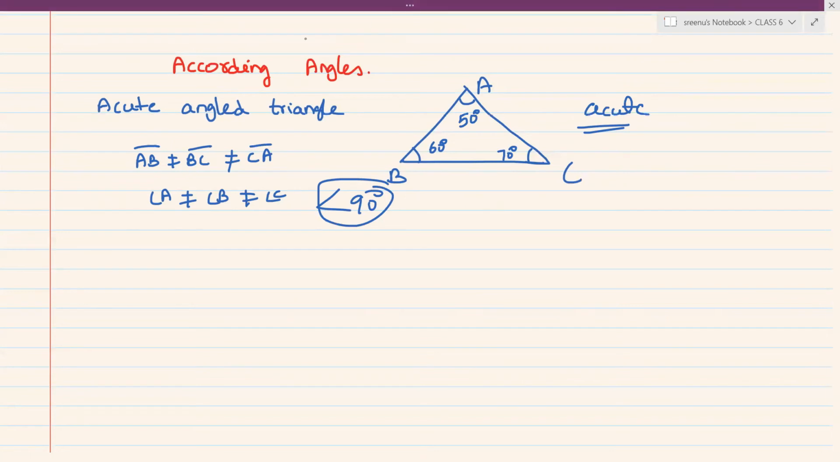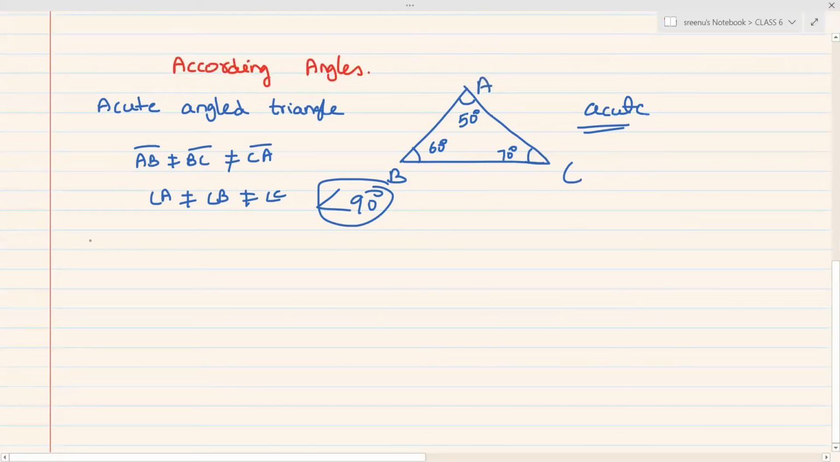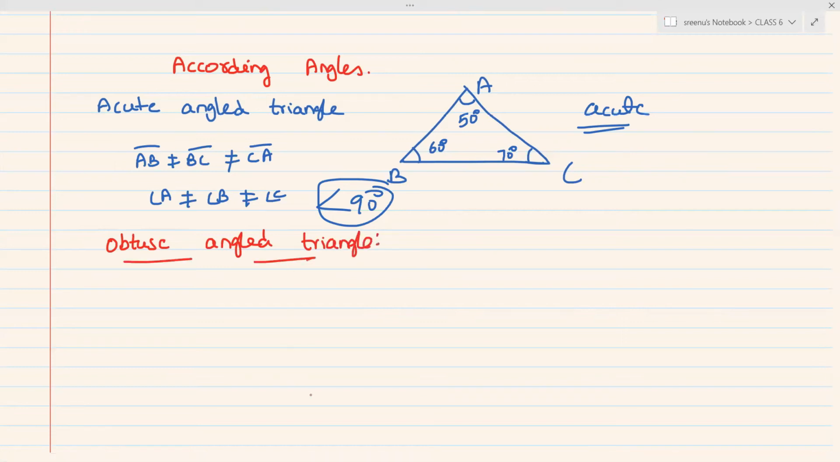Next, we will take the obtuse and right angle triangles. So this is the special triangle. First we'll talk about the obtuse angle triangle, then we go for the right angle triangle. So what is an obtuse angle triangle? Let us see now. Let us draw a triangle.